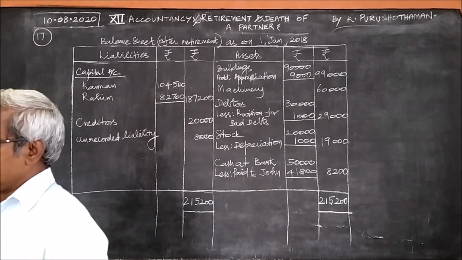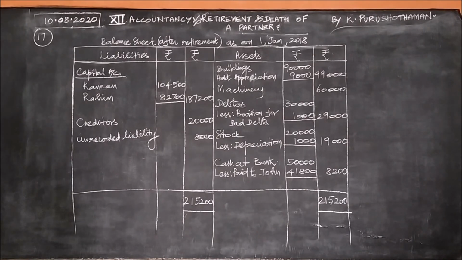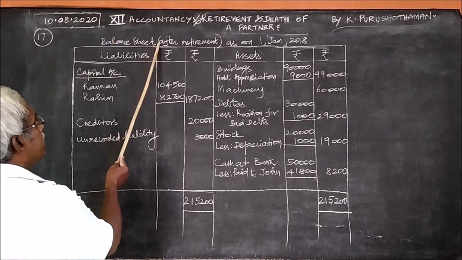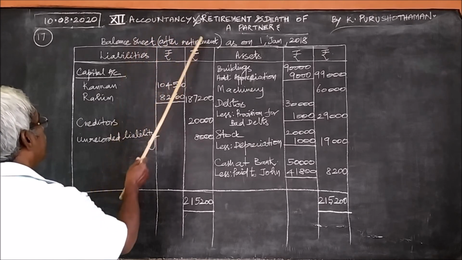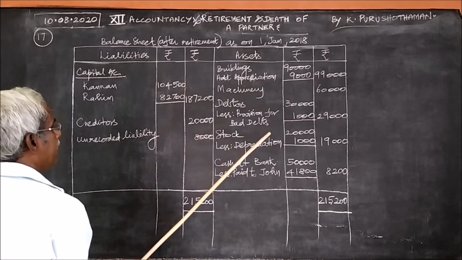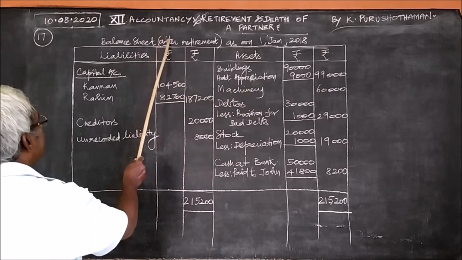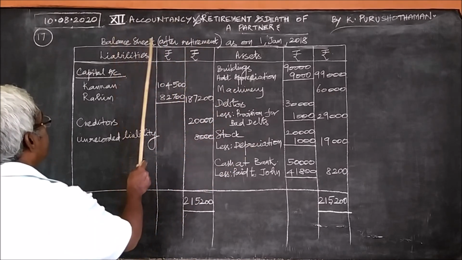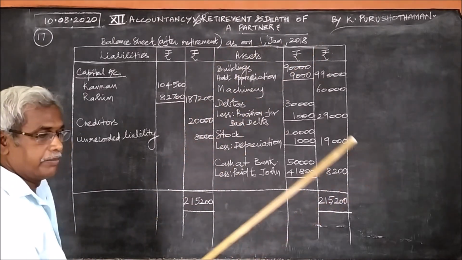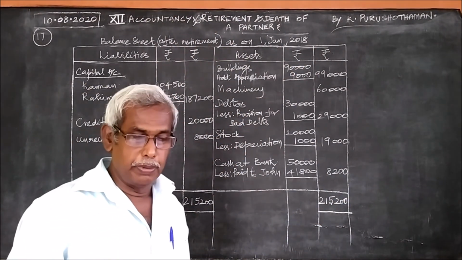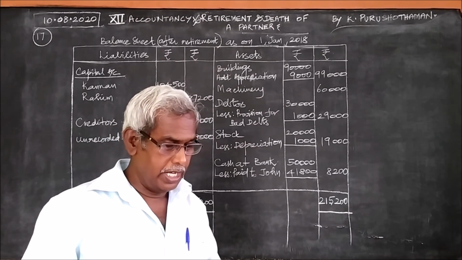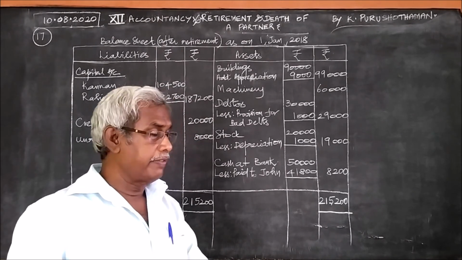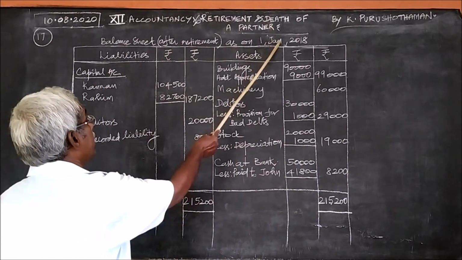Once again, I repeat what I have done in the balance sheet. This is the balance sheet. How should we write it? Either we should write balance sheet after retirement. If the date is given in the problem, we need not write this. Instead of that, write as on that date, because you are asked to prepare the balance sheet after retirement. On what date does he retire? 1st January 2018. So we are writing that.